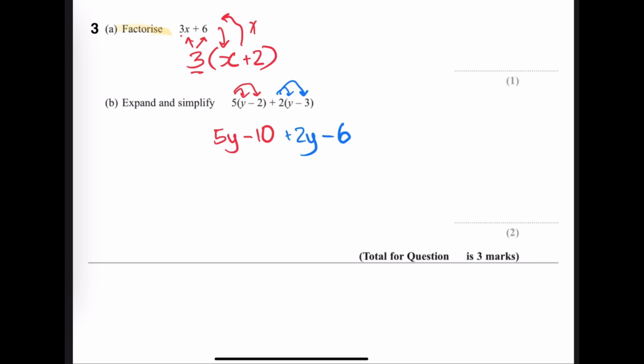Now what we do is every single term, we take it apart with itself. We don't involve them with each other.